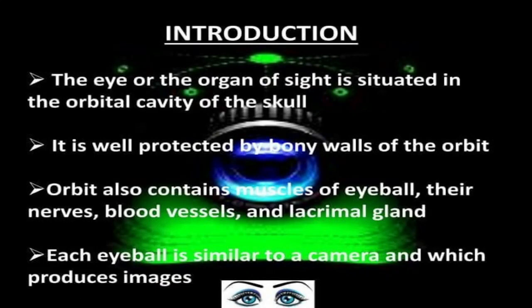Back to our topic. Introduction. The human eye is a remarkable organ that allows us to perceive the world around us through the sense of sight. It's a complex structure made up of different parts that work together to form a functional visual system.